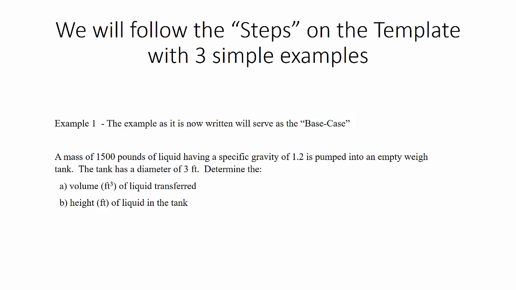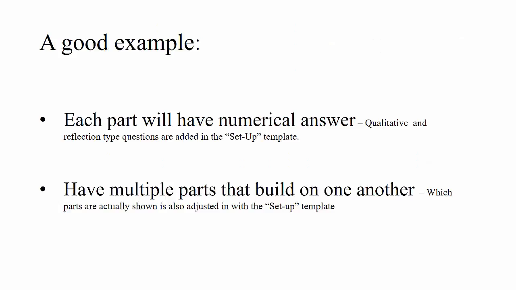We'll start with an example. The example is a simple one: given a mass and a specific gravity, and a diameter of the tank, we ask both the volume and the height of liquid. One of the things you're somewhat restricted to are numerical type questions. It is best if they have multiple parts, and the instructor in the final setup template can then pick which parts are appropriate for that class, and he can make the question either more difficult or easier.